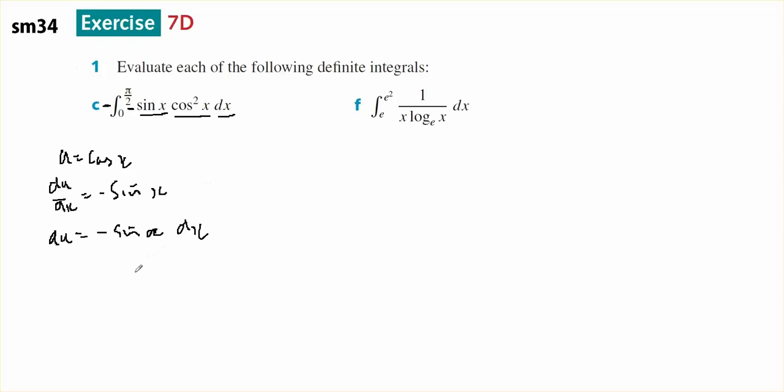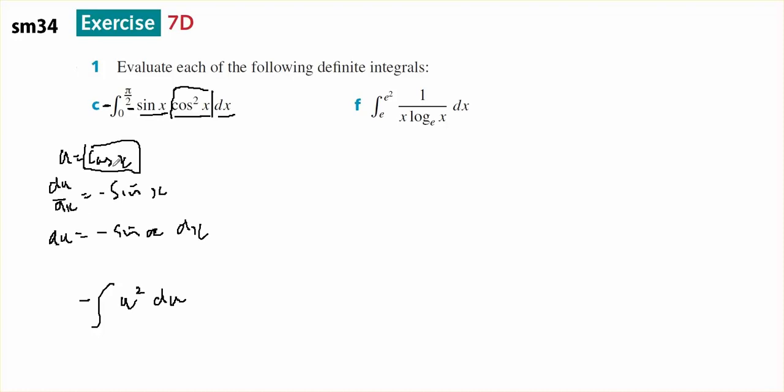So I've got the integral with a negative of u squared du, because u is cos of x, so cos squared becomes u squared, and negative sine of x dx is my du. Since I've changed my variable to u, I need to change my terminals.